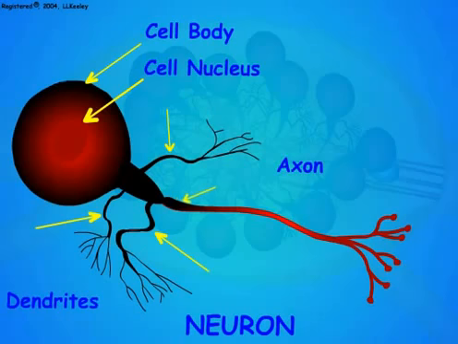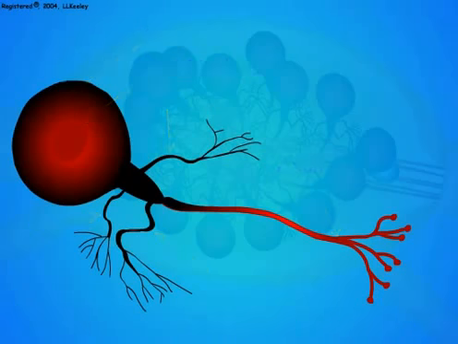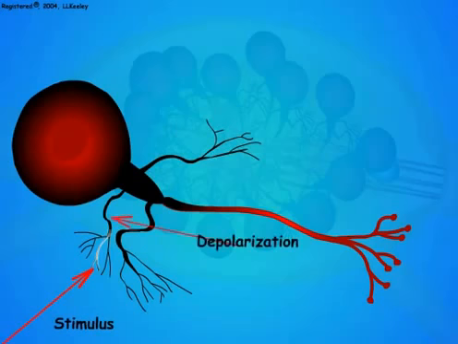The axon is a long cellular filament that transmits the information throughout the nervous system. The axon ends in tree-like branches that transmit information to the dendrites of other neurons. Information comes into the neuron as a stimulus to the dendrites. The dendrites convert the stimulus into an electrical discharge or depolarization.